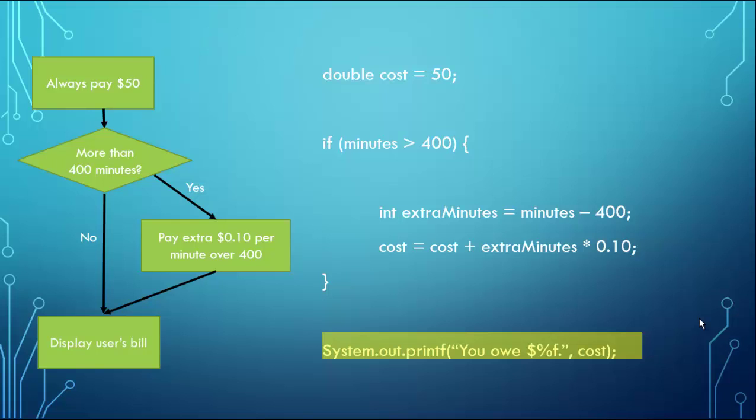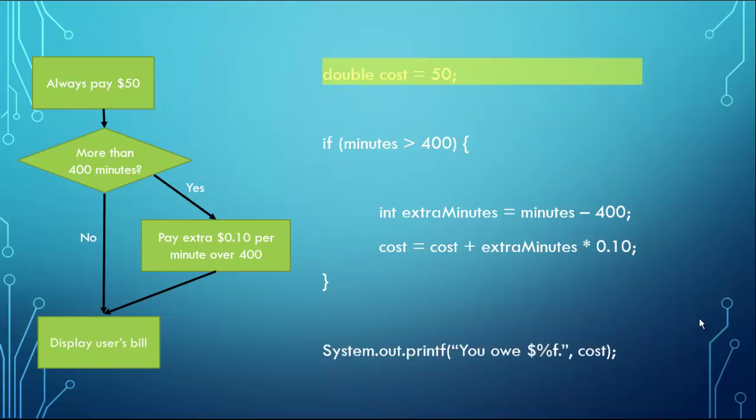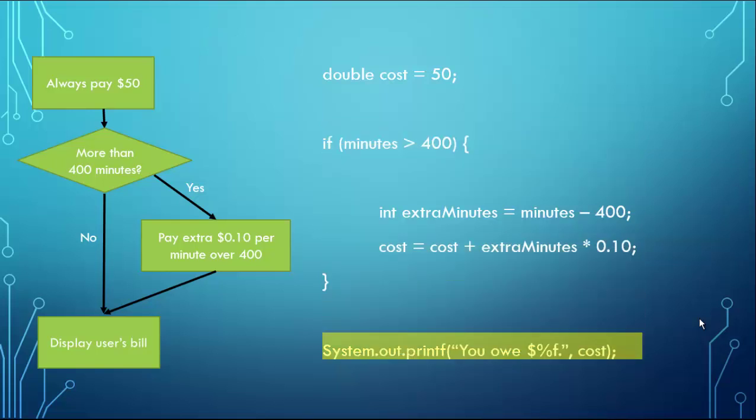Now let's see what happens if the user types in 300. Cost is equal to 50, but 300 is not greater than 400. That's not true, so it doesn't run the code inside those curly braces. It just jumps down and continues running past it, and it'll display a cost of $50.